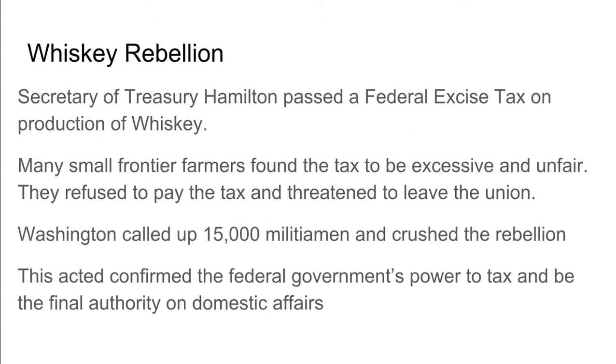They refused, and they threatened to leave the Union, to leave the United States and form their own government. Well, that can't happen. So Washington says, no, that will not be allowed to happen. He calls up 15,000 militiamen, and he goes over the Appalachian Mountains, and he meets these frontiersmen, these farmers, and he crushes the rebellion. And he says, no, that's not going to be allowed. And what that did is this act by the federal government confirms that the federal government has the power to raise not only taxes on its people, but that in fact they are the final authority on all domestic affairs.